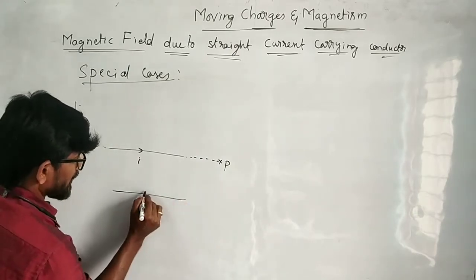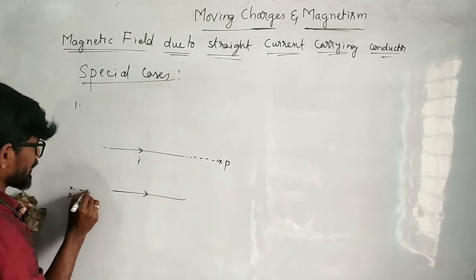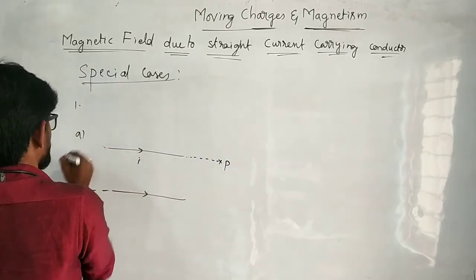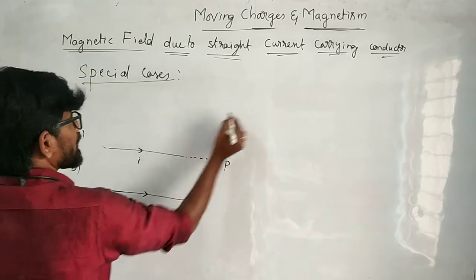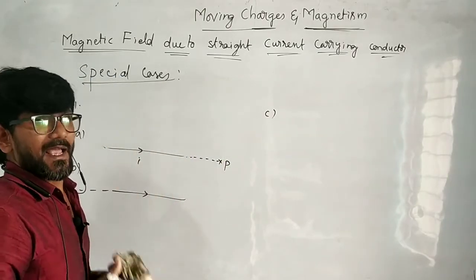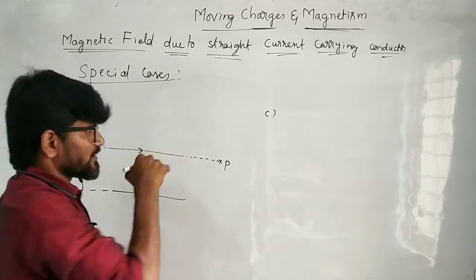The other case is that current may be flowing in this direction or in the opposite direction. Point P may be here, or you can take these as A, B and C. These are not options. In all these cases, the magnetic field will be the same. What is that value? We are going to see now.